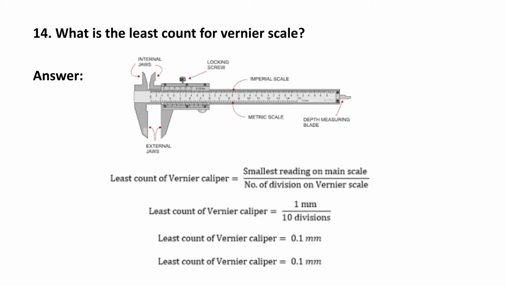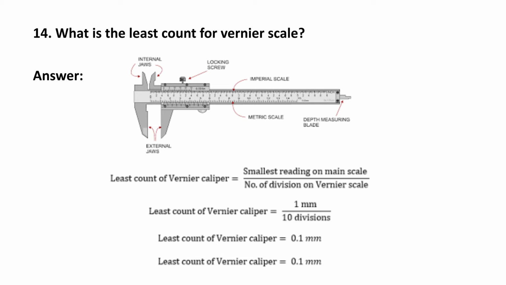Here in this diagram you can see the vernier caliper. There are different parts of a vernier caliper, like the external jaw, internal jaw, and locking screw. While carrying out the inspection, you have to fix the vernier caliper with the help of the locking screw. Then there is an imperial scale, a metric scale, and the depth measuring blade. With this vernier caliper, you can measure the length, the external diameter with the help of the external jaw, the internal diameter with the help of the internal jaw, and the depth with the help of the depth measuring blade.